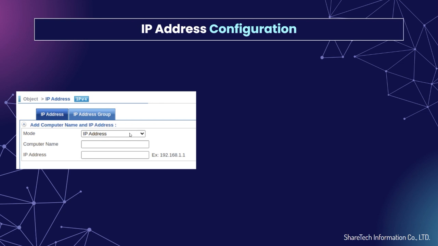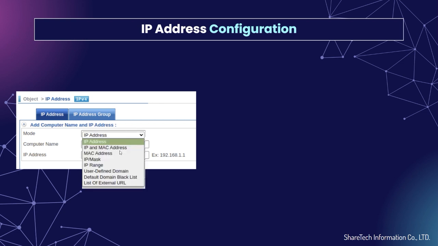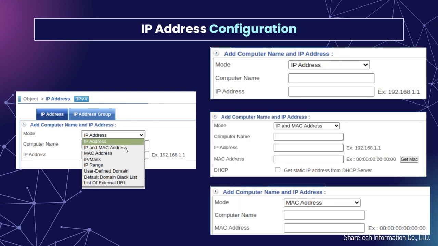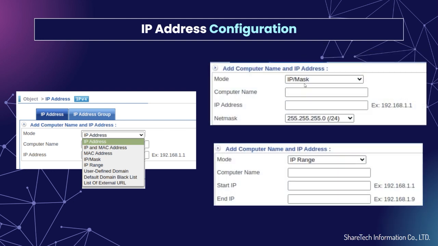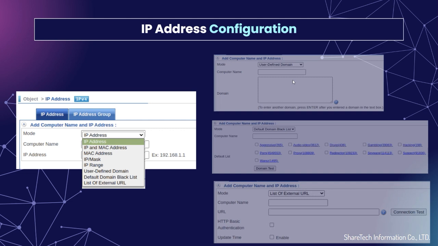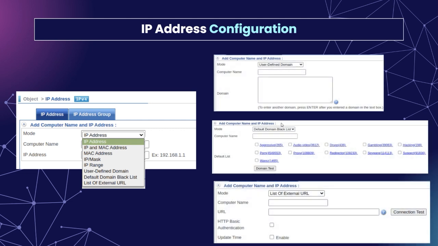Just click on the drop-down menu to expand the following functions, such as IP address, IP and MAC address, MAC address, IP mask, IP range, user-defined domain, default domain blacklist, and list of external URL.